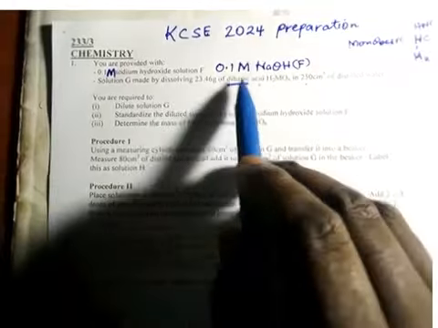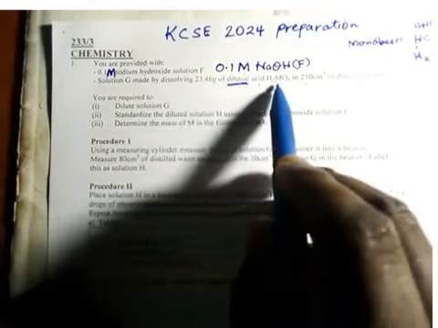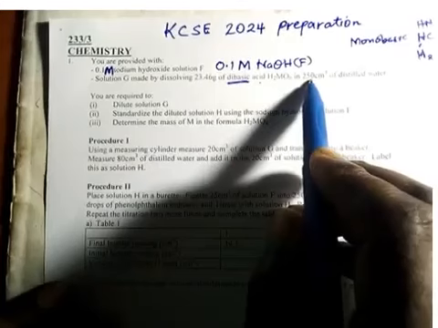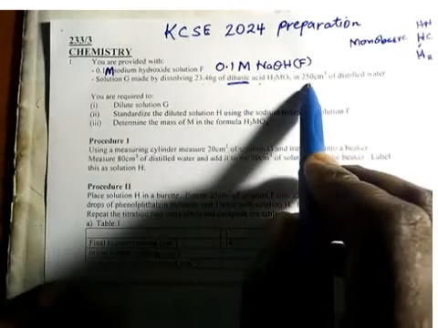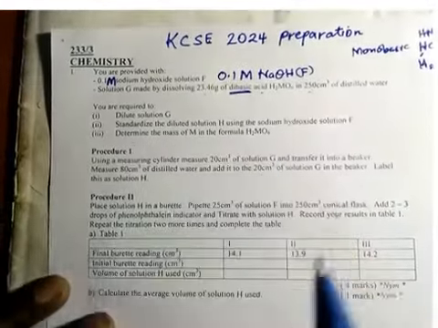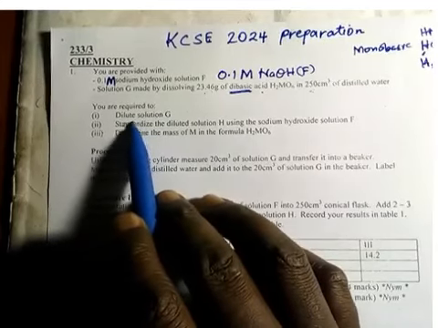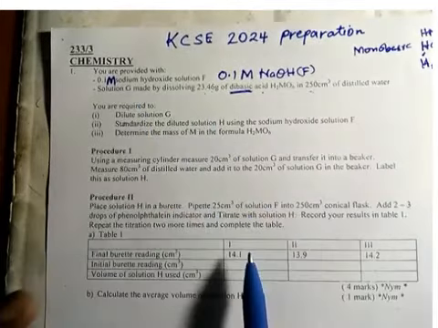So 23.4 grams of dibasic acid was dissolved in 250. Very important that this is the mass in 250 cm³, not in 1,000. So you are required to dilute solution G, to standardize that. So we are going to dilute this solution G.